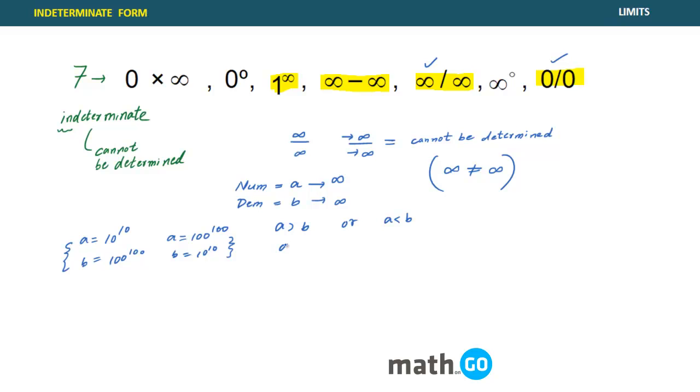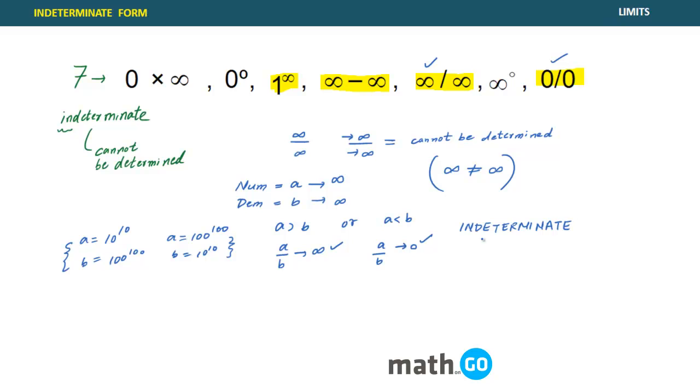If a is greater than b, then a by b will lead to a very big number, that is infinity. And if a is less than b, then this will lead to 0. Since we are getting 2 answers for this particular value, and in fact there could be more answers, not just infinity, it could take all real numbers, that means you cannot have a fixed value. That is why I call this form an indeterminate form. Got it? You can do this for all the remaining forms.